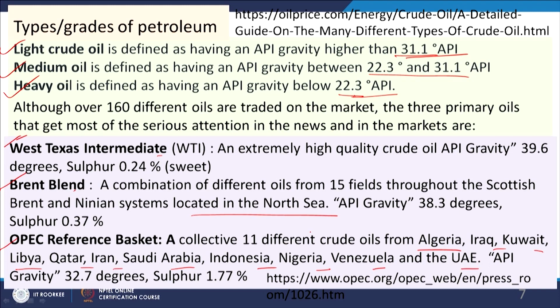If we say this crude oil is relatively of lower quality, API gravity is 32.7, whereas here we will get the highest quality, 39.6 degree API, and sulfur is also 0.24%. And this is medium, that is 38.3, lesser than 39.6, and sulfur is also higher than this, 0.37. And here the sulfur is higher and the API gravity is also lower. So, in terms of these three, this is the inferior quality crude oil.